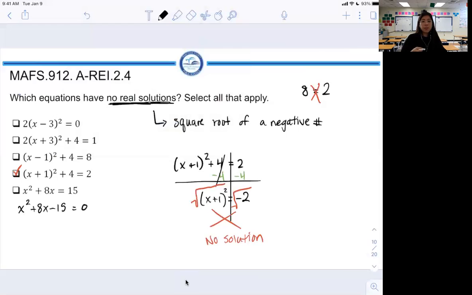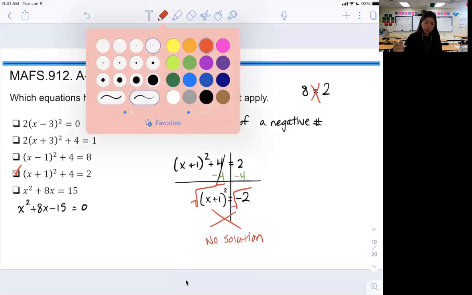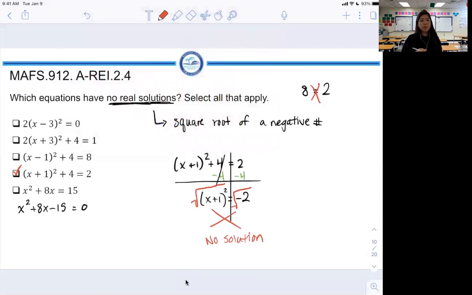Now that it's in standard form, what is the strategy I can use in order to solve? We can either factor it or use the quadratic formula. Awesome. And what would you guys prefer? Do you want to factor or do you want to use the quadratic formula? Factor. Okay. Can you guys think of a number that adds up to 8 and multiplies to make negative 15?